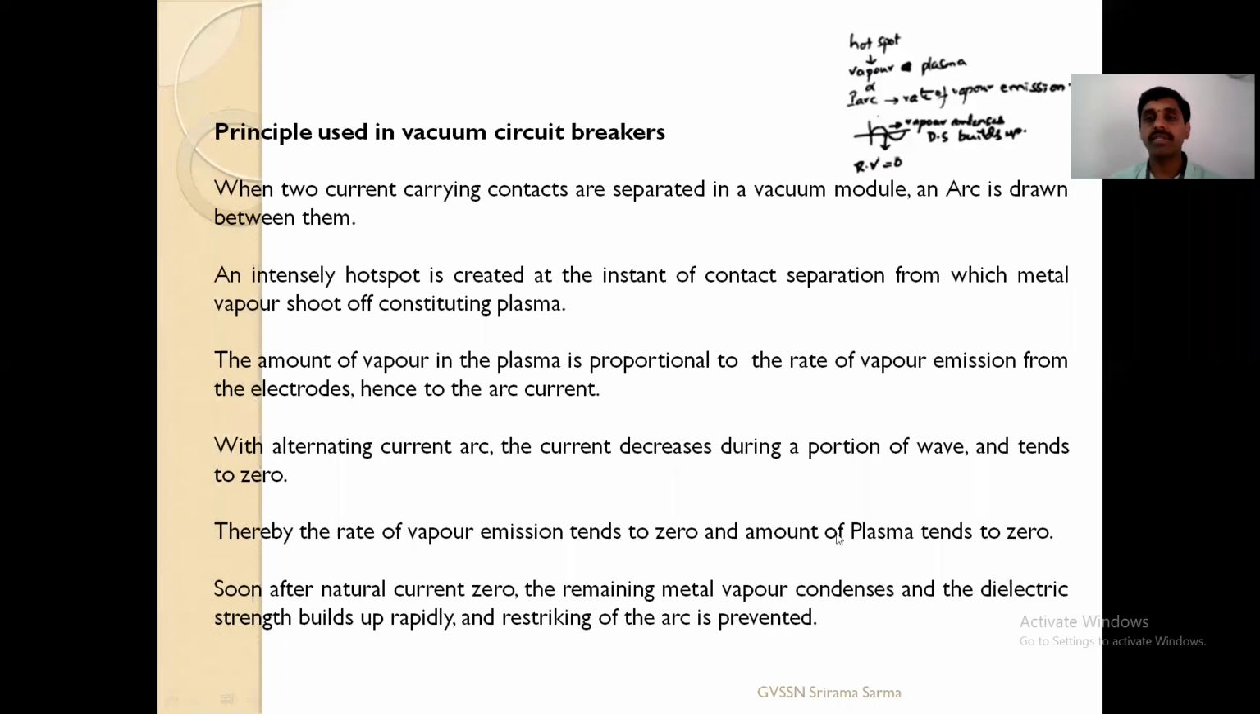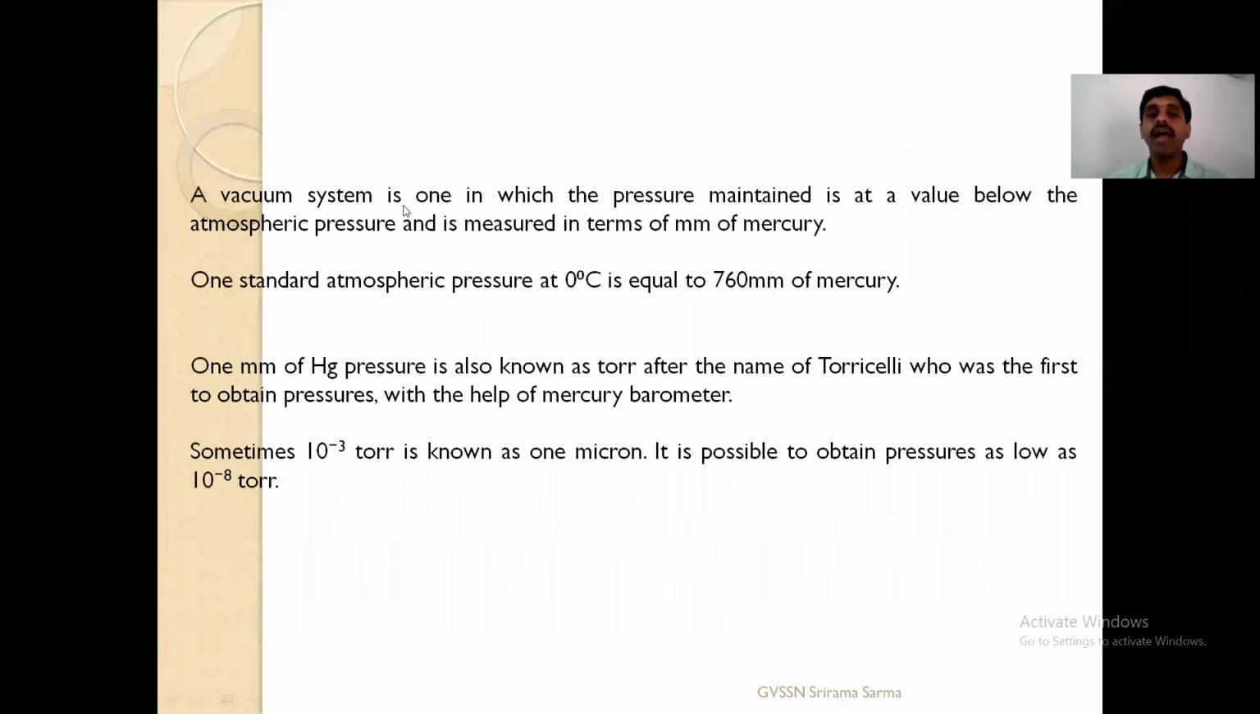So how it works, let us see. A vacuum system is one in which pressure is maintained at a very low value, below atmospheric pressure. We know what atmospheric pressure is: at 0 degrees centigrade, 760 mm of mercury is 1 atmospheric pressure. 1 mm of Hg pressure is also known as 1 torr. That is the name given after Torricelli, who was the first to obtain such pressures with the mercury barometer. So that is 1 torr, that means 1 mm of Hg.